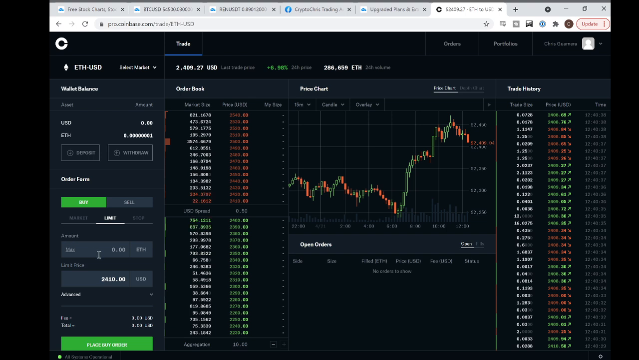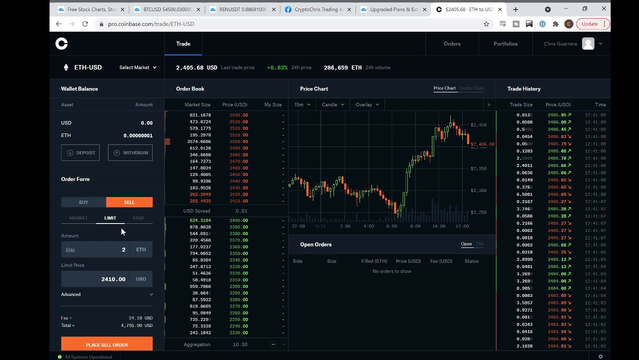So in theory, I can go out here and say I want to buy 2 Ethereum for $2,410. That means I allocate $4,800 to Coinbase and say, find me someone who's willing to sell their 2 Ethereum for this price. And it will stay on the order book just sitting there until they're able to fill this order.